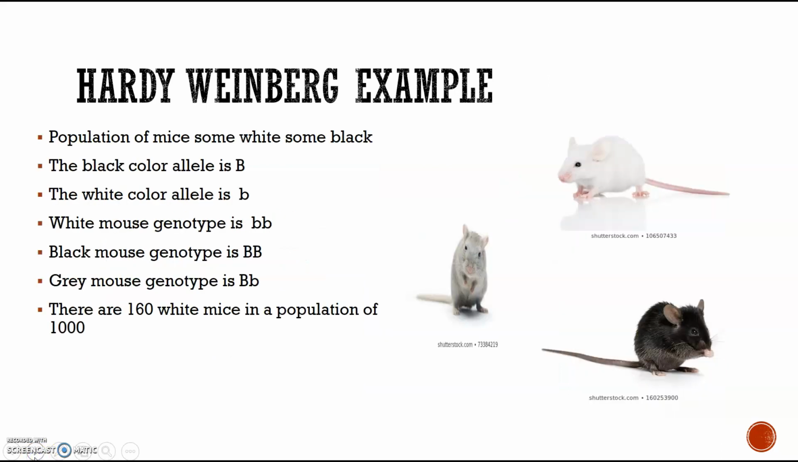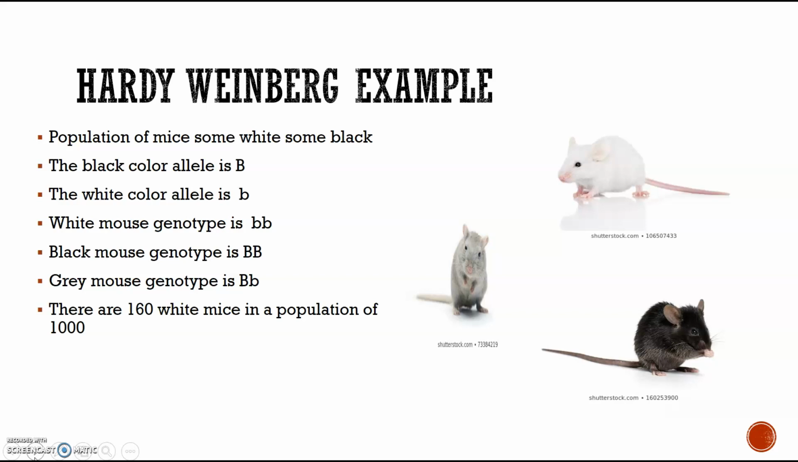So let's run through an example. We've got a population of mice. Some are white, some are black, and some are gray. The allele for the black color, we're going to designate that big B. Right? There's a white color allele, we're going to designate that little b.